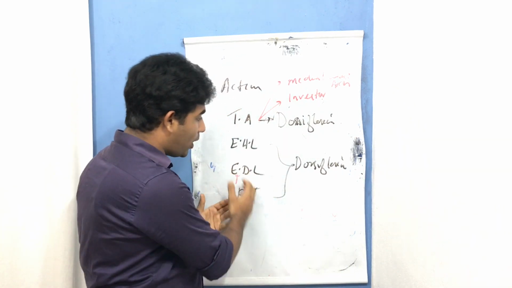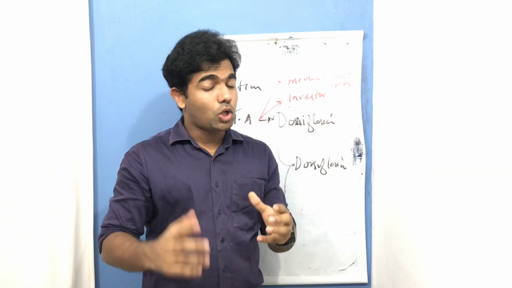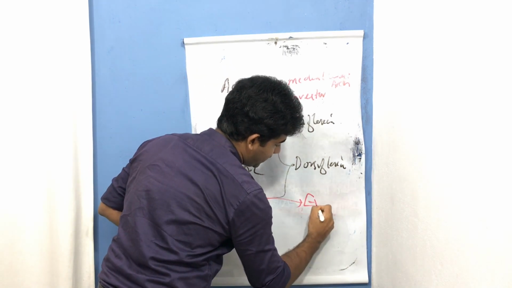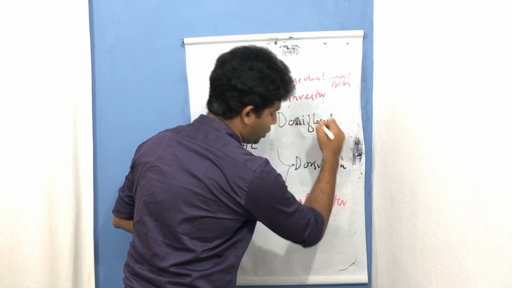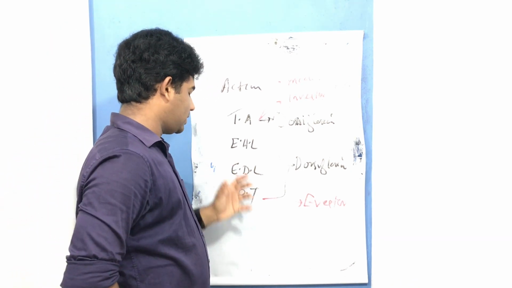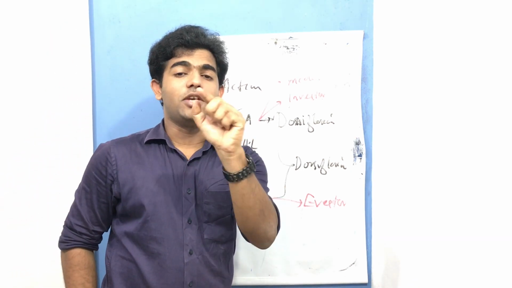And finally, peroneus tertius. The function is dorsiflexion. Along with that, this is the everter. This is the muscle that produces eversion. So peroneus tertius is an everter.